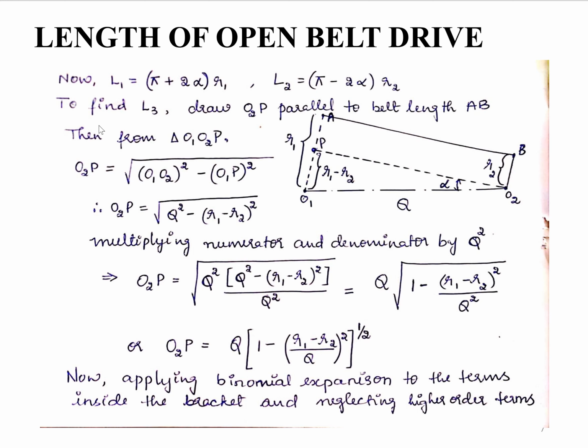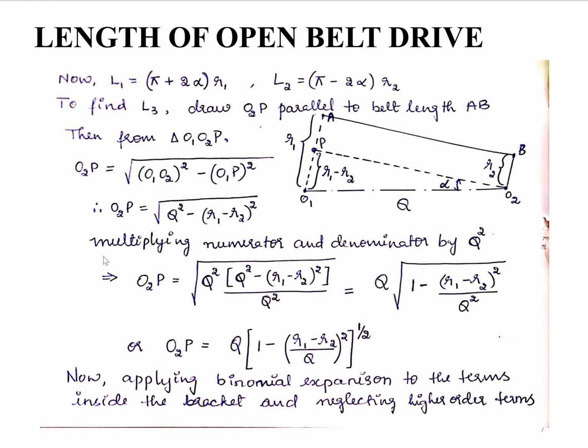Next, what is the missing thing? We want to find the distance between A and B. To find it, we use the triangle O1, O2, P. Why use O1, O2, P? Because PO2 is equal to AB, so if we find the length of PO2, that is equivalent to AB. From the triangle O1 O2 P, we get O2P as the square root of O1O2 squared minus O1P squared. This is from the right angle triangle, where we can find the length of a side.